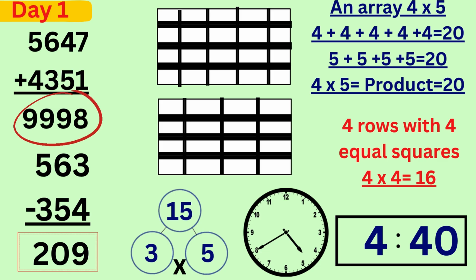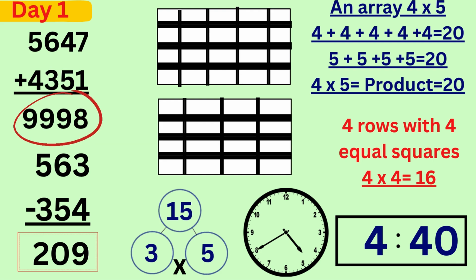The circle is the sum, and the sum is the answer to the addition problem, so 9,998 is circled. Then draw a box around the difference, and the answer to the subtraction problem is the difference, so 209 has a box around it.